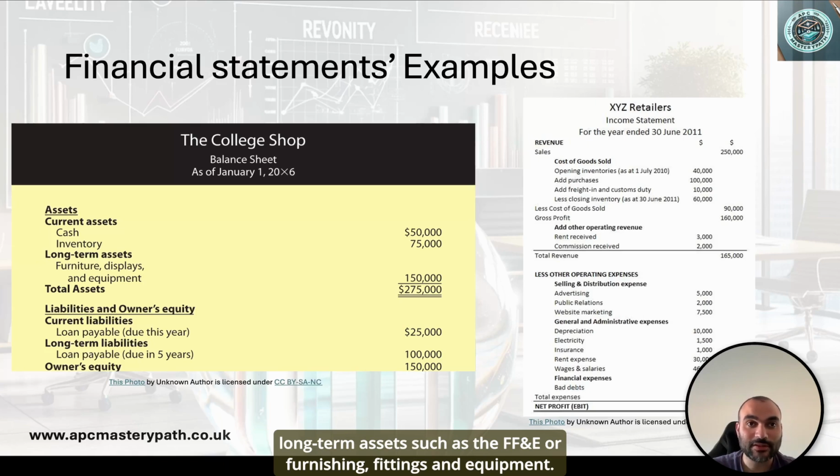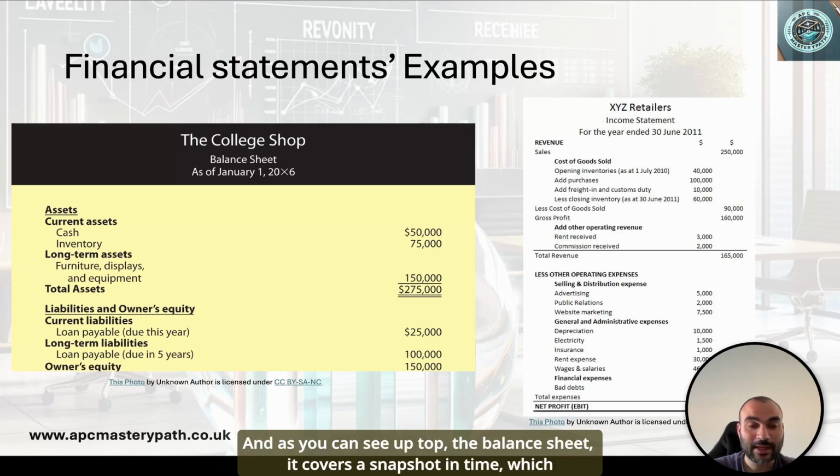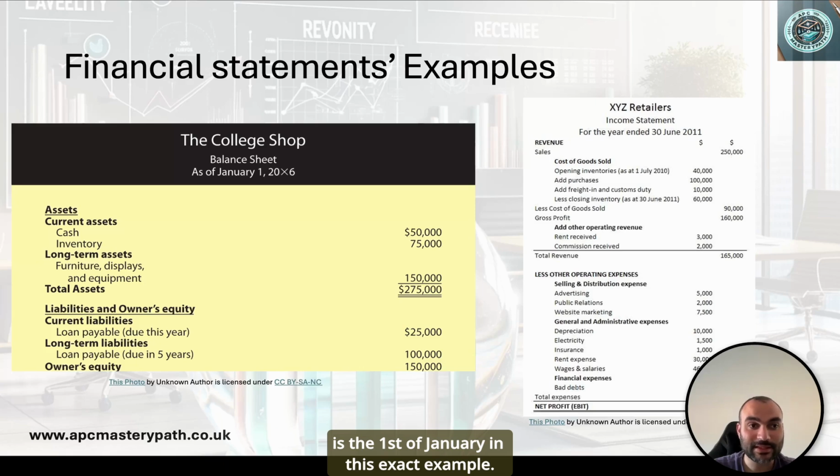You would find the current assets in terms of the cash and inventory and the long-term assets such as the FF&E or furnishing, fittings and equipment. And you would see the total amount of assets. And at the bottom of this balance sheet, you would find the breakdown of the liabilities, the current and the long-term liabilities. And you would find that the overall liabilities are about £125,000. And when you deduct the liabilities from the assets, it's going to give you the owner's equity or the shareholder's equity, which is in this case $150,000. And as you can see up top, the balance sheet, it covers a snapshot in time, which is the 1st of January in this exact example.